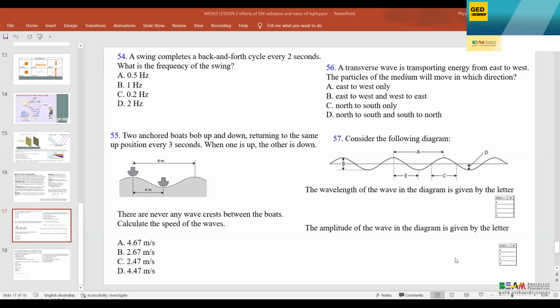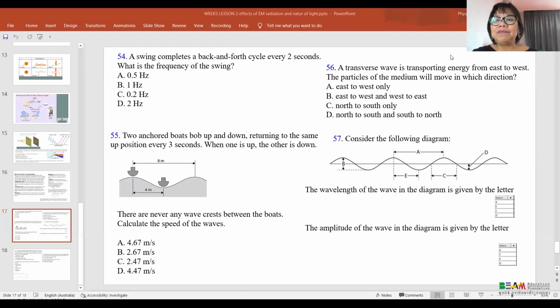Question 55. Did anyone get any answer? I got B. What formula do you use? Wavelength times frequency. What's the frequency here? The frequency is 0.3, or 1 over 3, isn't it? Yes. So the answer is B. Very good.